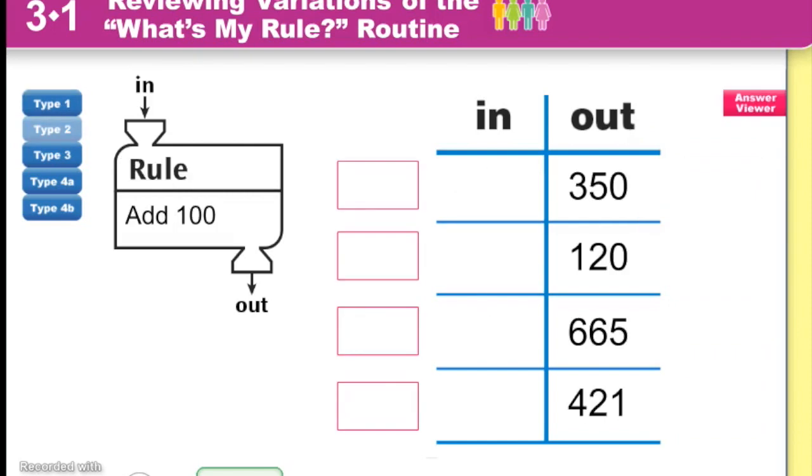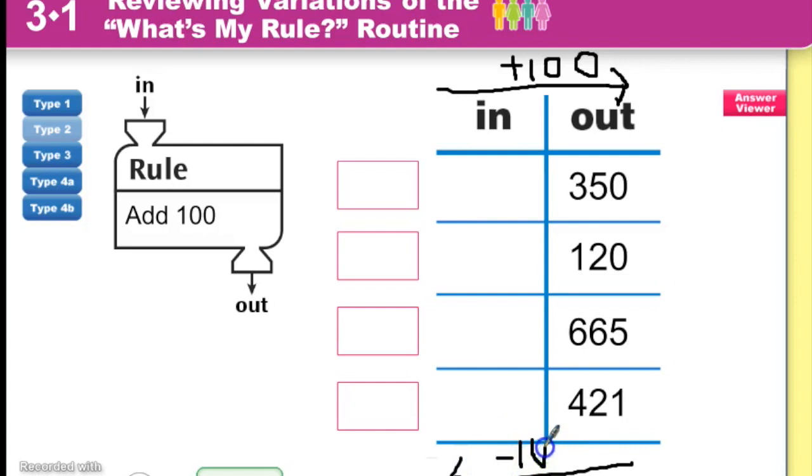So we know the rule this time looks like add 100. When we move from the left to the right hand side on a What's My Rule table, you do what the rule is. You add 100. However, if it gives you the out and you need to find the in, well, that means we need to do the opposite. So if we're moving from right to left on our What's My Rule table, that means we need to do the opposite.